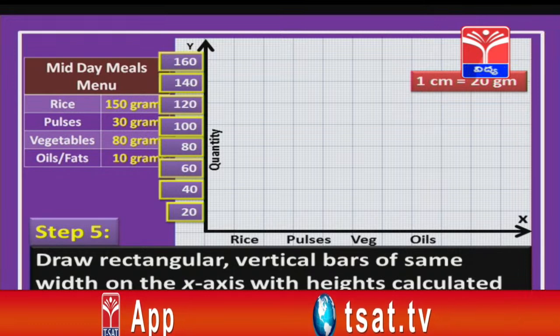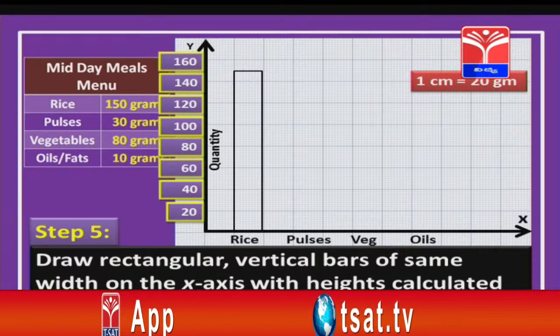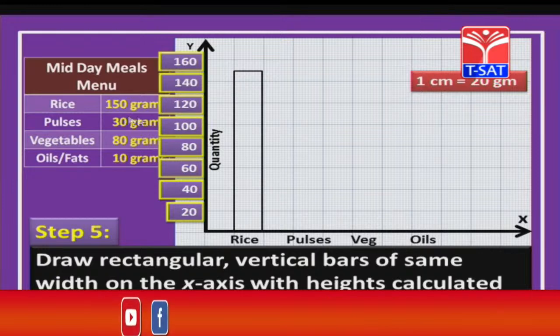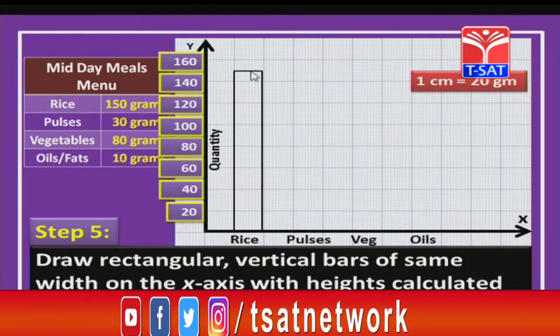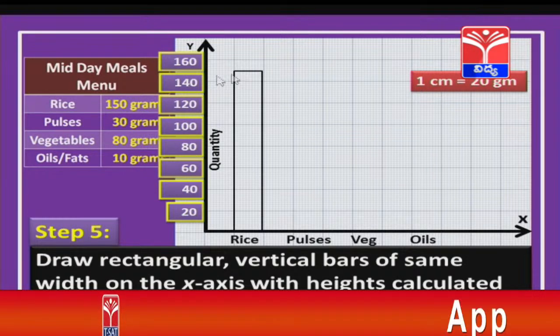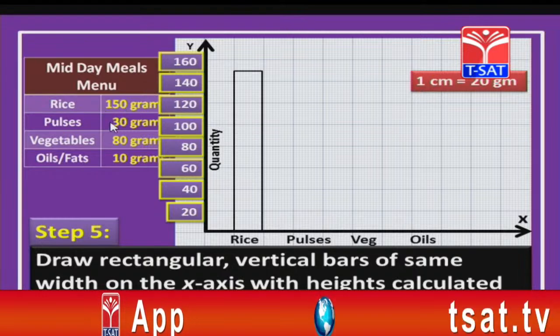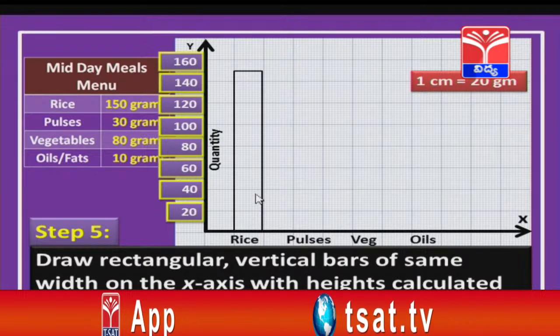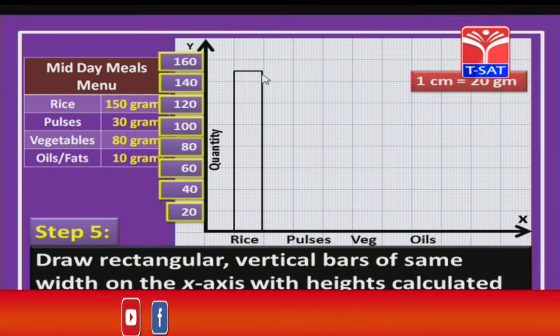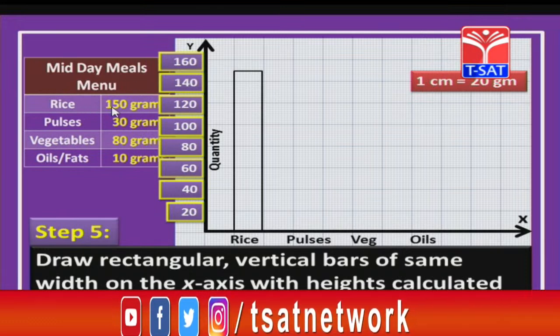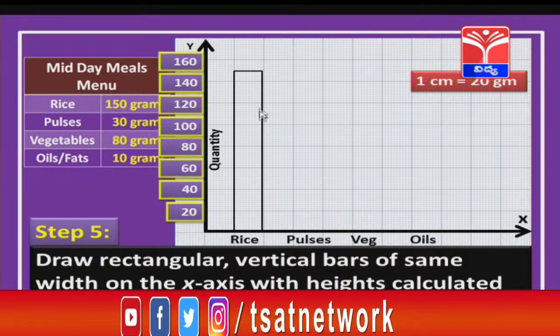Now, let us draw. For rice, it is 150 grams. So, you can directly take 150 grams. It is in between 140 and 150. Directly you can take it, or use the height we have seen already. What is the height, children? We have divided 150 by 20. We got 7.5. So, 1, 2, 3, 4, 5, 6, 7 and half. You can use the height, or directly take the quantity and draw the bar.